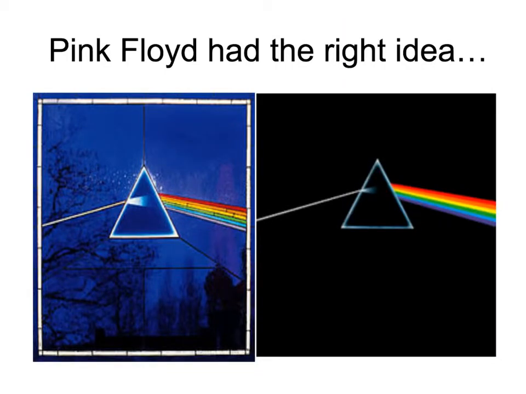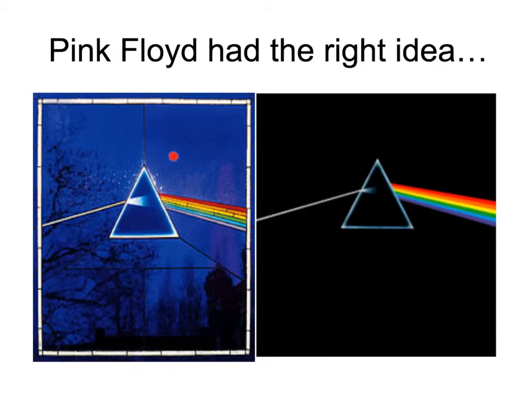So Pink Floyd kind of had the right idea with their album cover. We can see white light that is entering into the prism. This is supposed to be a prism. And exiting, you have the rainbow. So one color goes in, multiple colors come out because the prism is actually splitting up and refracting each of the components of light.